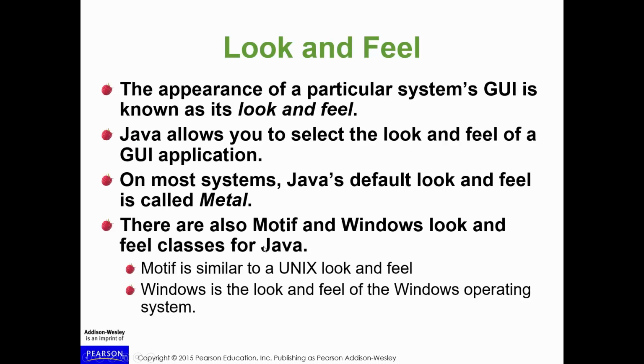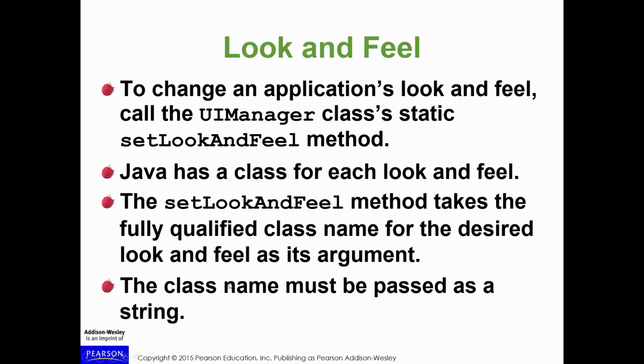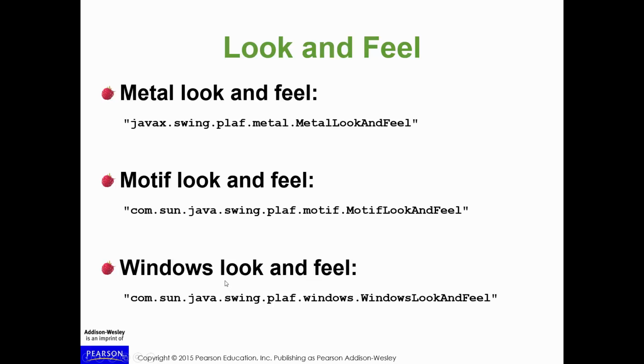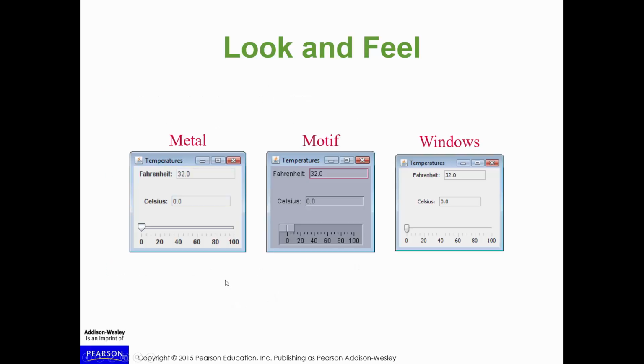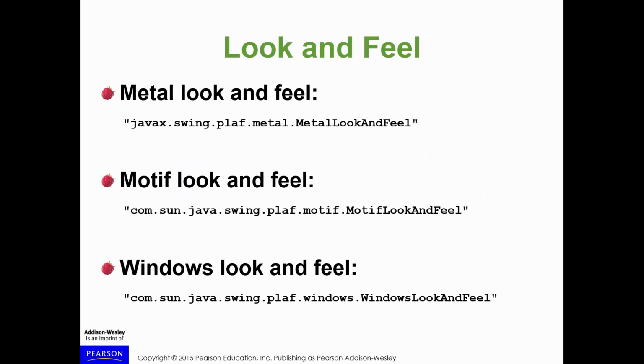Again, the appearance of a system's GUI is known as its look and feel. Java's default look and feel is called Metal, but there are some that they're going to show here, such as Motif and Windows. Motif is more Unix looking, and Windows is more the Windows look. There it is, so there's Metal, Motif and Windows. It was possible, or at least it used to be, and I don't see why it still wouldn't be, for you to go out and buy motifs that were over and above the ones that were there.